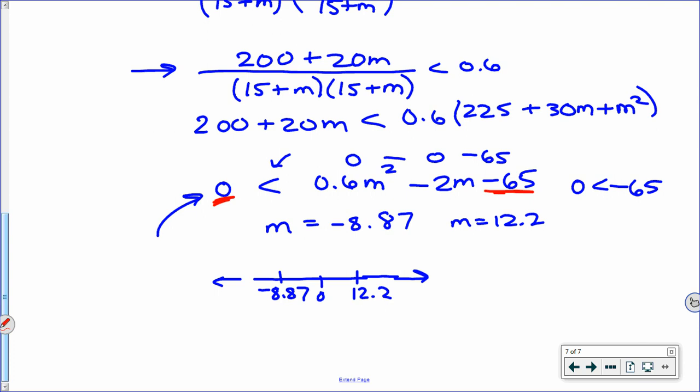And is this a true statement? And it is not. Negative 65 is not more than 0. So that means this is not good. It must be these two regions. And since it was asking for the smallest value of m, for which the variance would be less than 0.6, I know that it can't be down here in this negative side of the world. M cannot be a negative number of disks. So it must be the first whole number past this 12.2. So m must equal 13, the smallest number of disks that would make the variance less than 0.6.